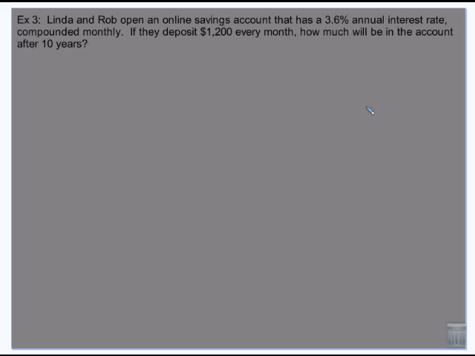Does that make sense? Your deposit period and your compounding period have to be the same amount of time. So you adjust the money that you're depositing to match the compounding. Better? Okay. But so here it already matches, so we're okay.